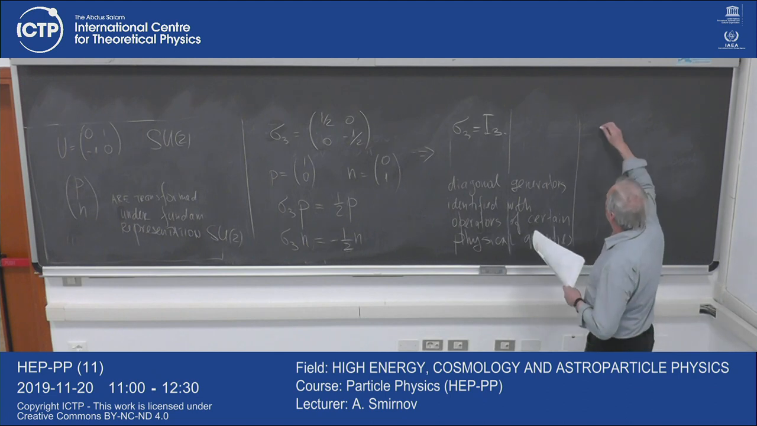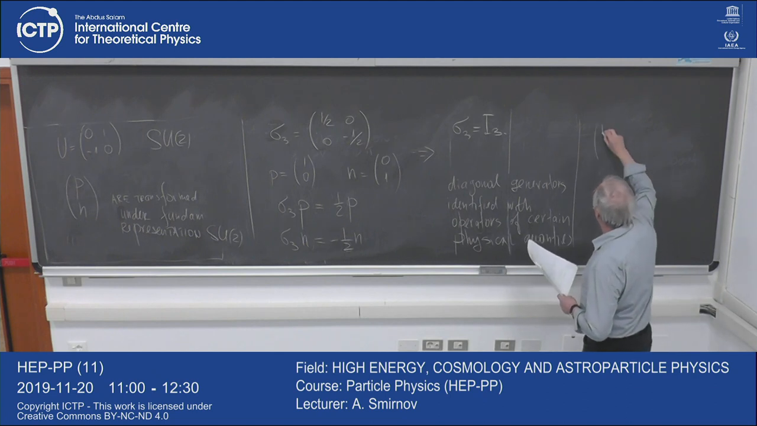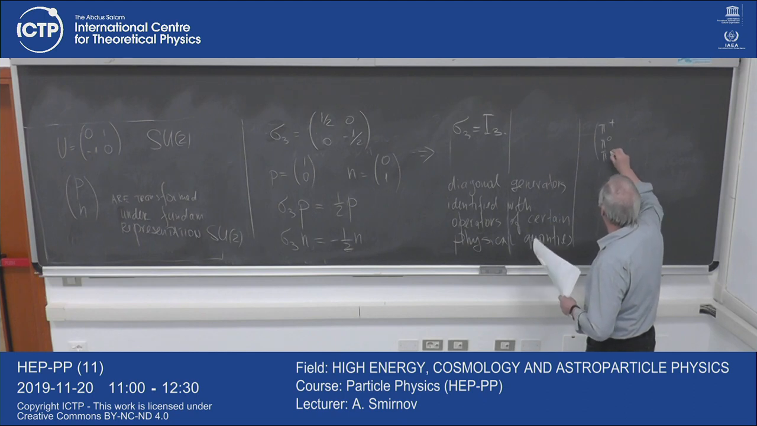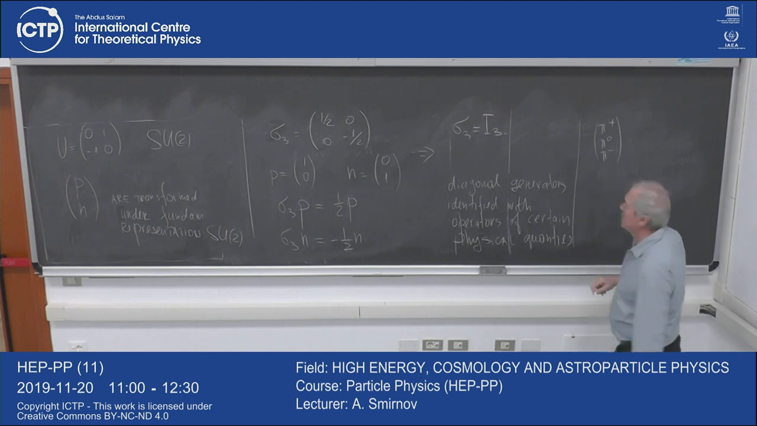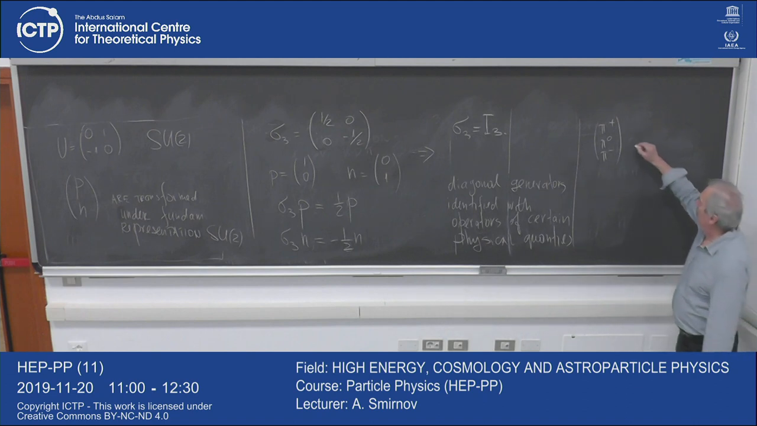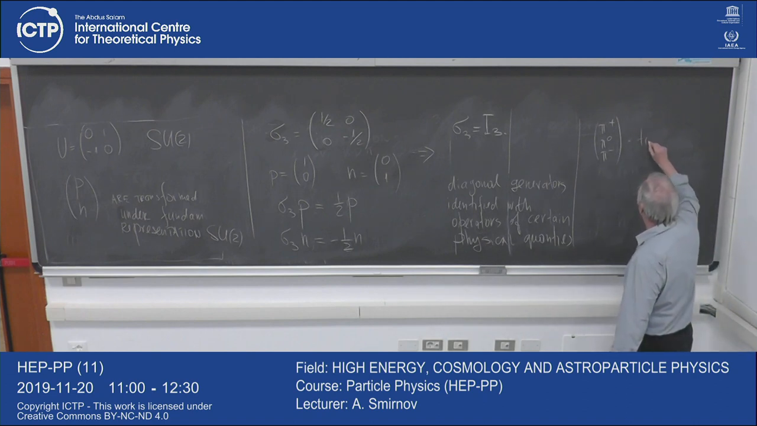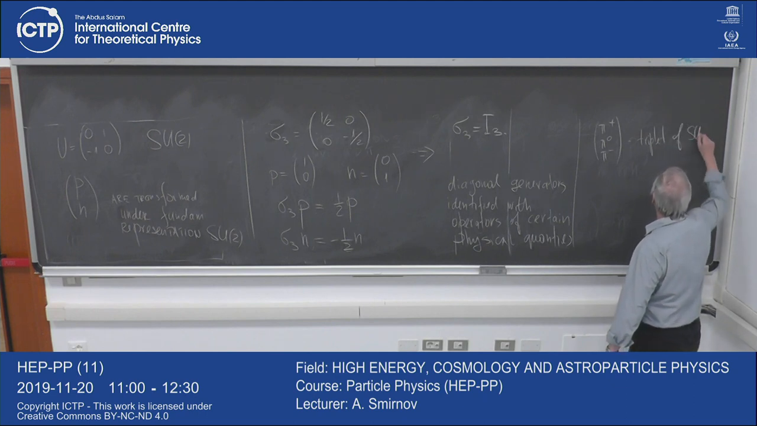We also discussed pions, and three pions have been found: pi plus, pi minus, and pi zero. And they form a triplet of the SU2 isospin group.